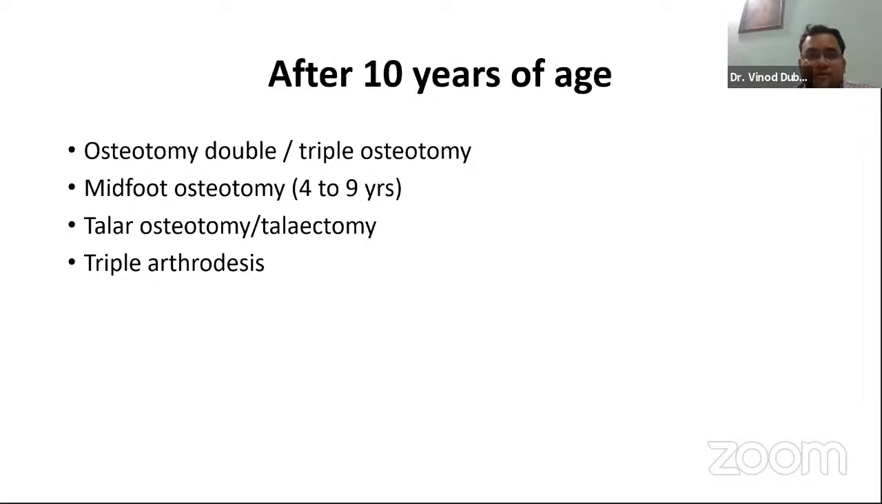And once after 10 years of age, there is a combination of things you can do. You can apply casts to loosen up the ligaments a little bit, and then you can do osteotomies like double osteotomy, triple osteotomies, midfoot osteotomies, talar osteotomies, and triple arthrodesis. These are all salvage procedures, like triple arthrodesis and talar osteotomies, to get the foot plantigrade so that the child can weight bear properly and have a normal looking foot. Function wise, it may not be as good as in kids who are treated at a very young age.